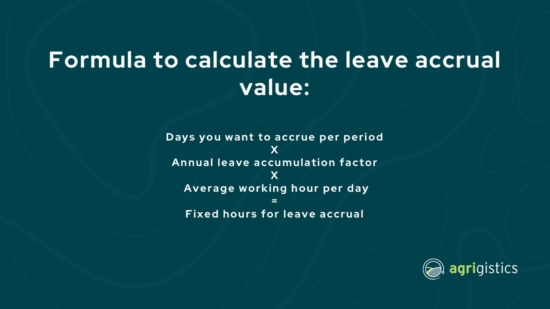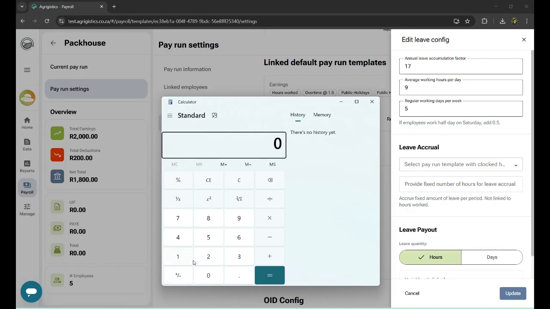This calculation will look as follows. It will take your days accrued per period, multiplied by the annual leave accumulation factor, which is 17, multiplied by the average working hours per day. This will give you the fixed hours for your leave accrual.